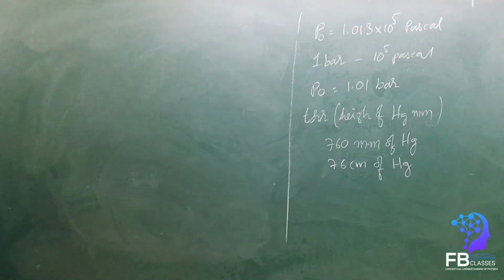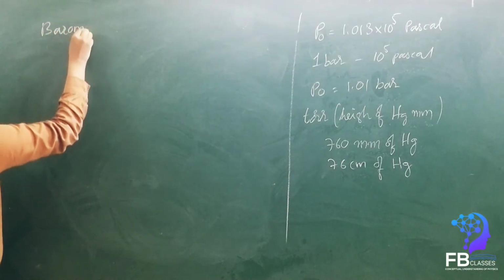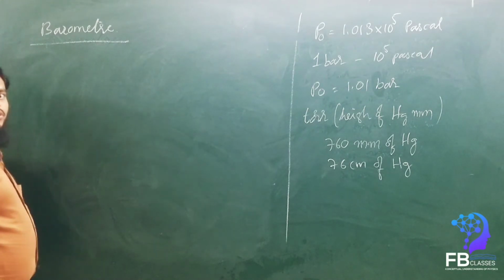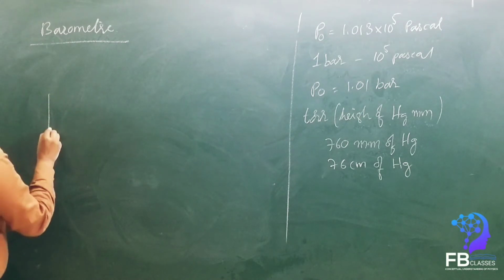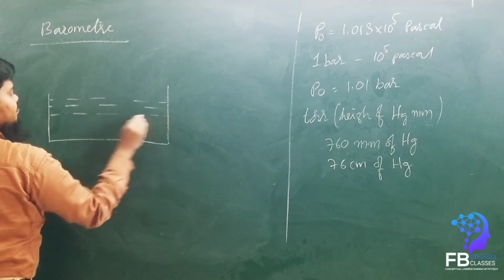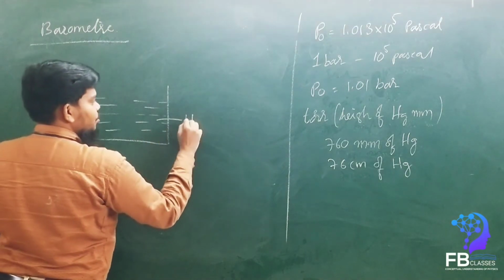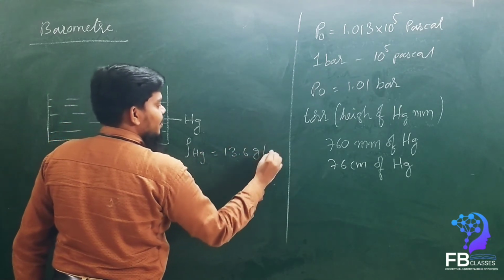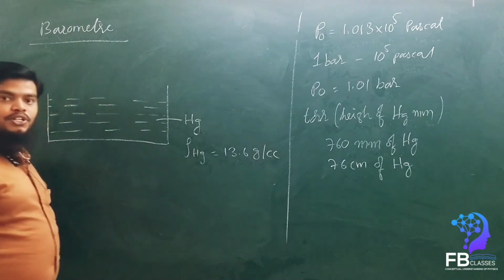Right, so now the barometer. A barometer is an instrument which is used to measure the atmospheric pressure. Simple. We are going to take one container, and in the container you fill the mercury, Hg. The density of Hg is 13.6 gram per cc. If you want to write it in SI units, it is 13.6 into 10 cube. Let me see.